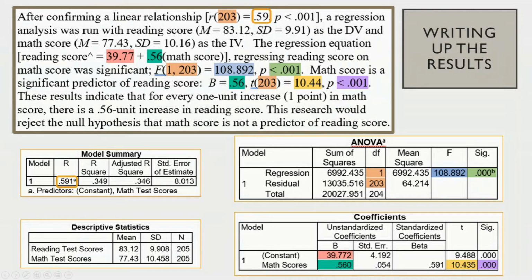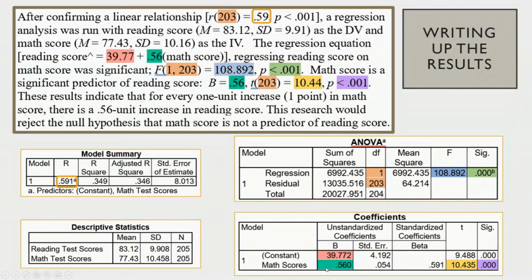And regressing reading score on math score was significant, and we want to look at our ANOVA to make sure that this is significant. So I'm going to go over here, I'm going to look at my ANOVA, and we've written up ANOVAs before, so now we're just plugging it in as something that's validating parts of our regression. So the ANOVA with the degrees of freedom of 1 and 203 equals 108.892 with a p-value less than 0.001. Our math score is a significant predictor of reading score.